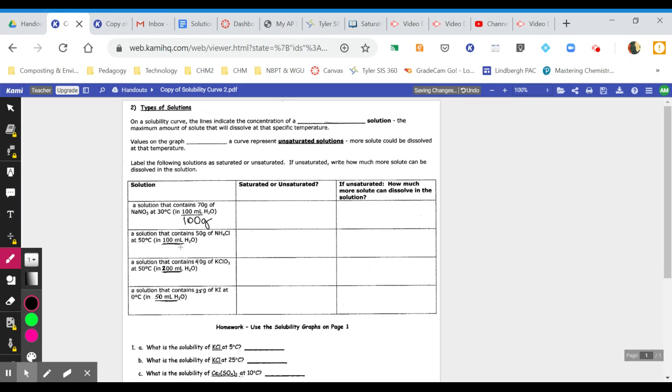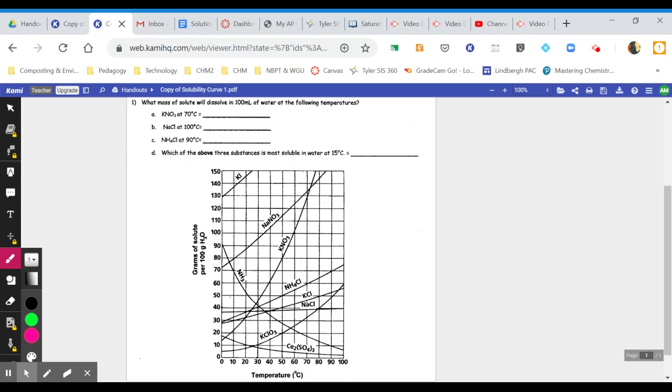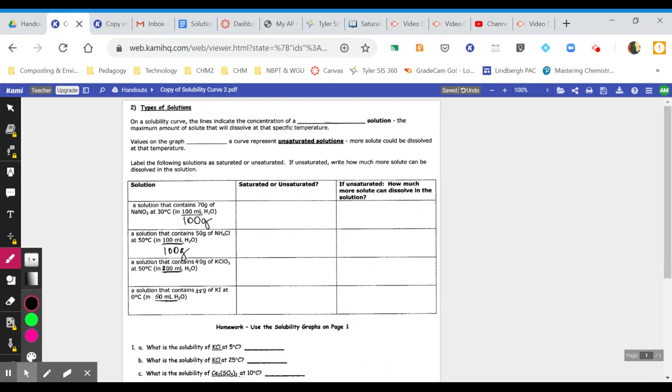And 100 milliliters here would also be 100 grams. And so if you look at this graph, all of these are in 100 grams. So that makes this really easy. You're just essentially reading the graph. But when you get to the third one here, it says it's in 200 milliliters of water, which is 200 grams. Well, we don't have a separate graph for 200 grams.